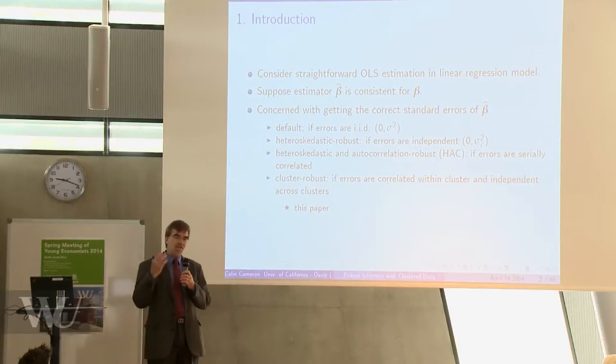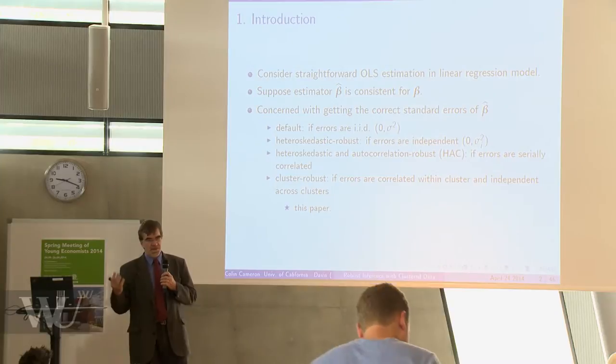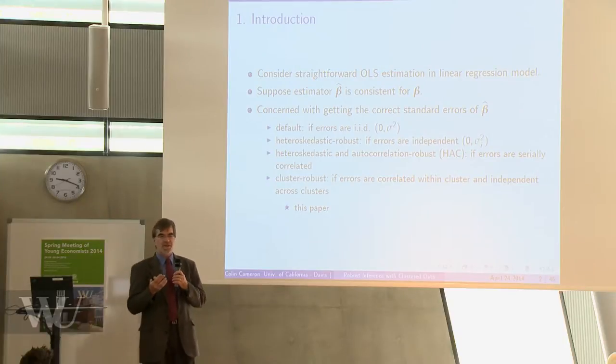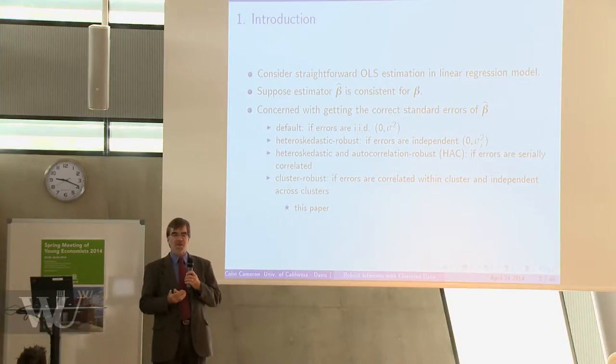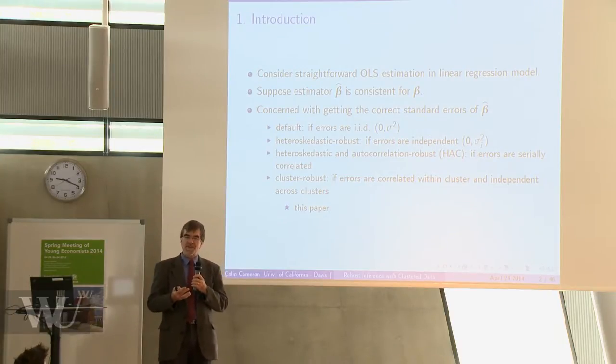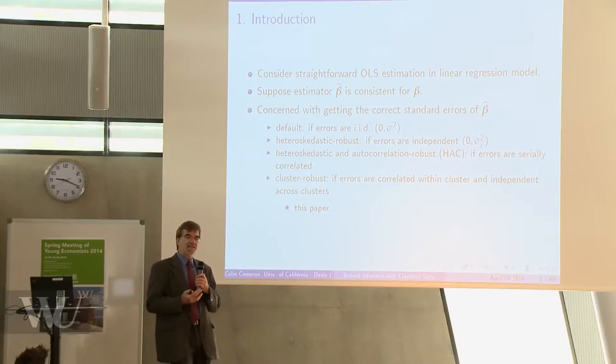It's a very simple problem. It's just straight ordinary least squares. The methods generalize to other models, nonlinear models, logit, you name it, but we're just thinking about straight ordinary least squares. Furthermore, our estimator is consistent, so it's a well-specified model. All we're concerned about is how precisely we have estimated beta. As simple as that.